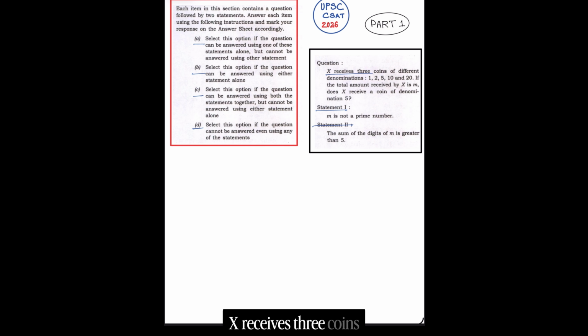Now let us solve the question. The question goes like this. X receives 3 coins of different denominations 1, 2, 5, 10 and 20. If the total amount received by X is M, then does X receive a coin of denomination 5? So let us first understand the question.